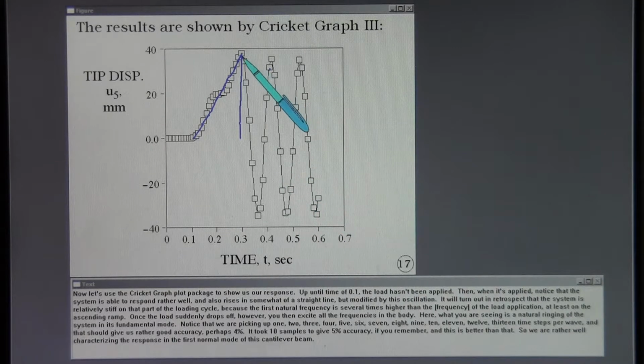Notice that we're picking up 1, 2, 3, 4, 5, 6, 7, 8, 9, 10, 11, 12, 13 time steps per wave, and that should give us rather good accuracy, perhaps 4%. It took 10 samples to give 5% accuracy, if you remember, and this is better than that. So we're rather well characterizing the response in the first normal mode of this cantilever beam.